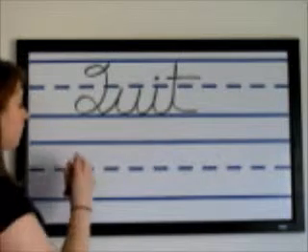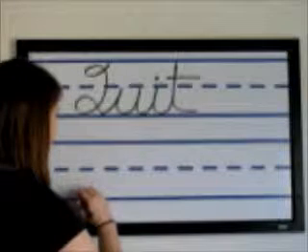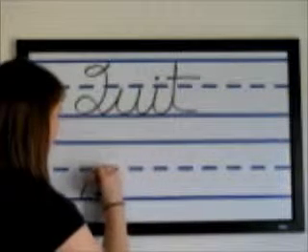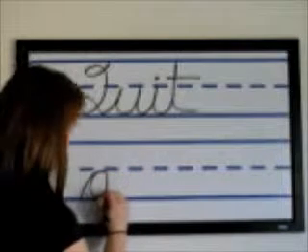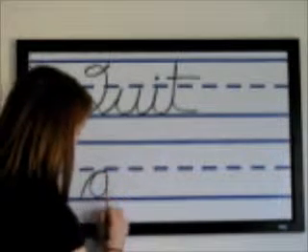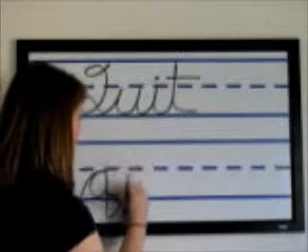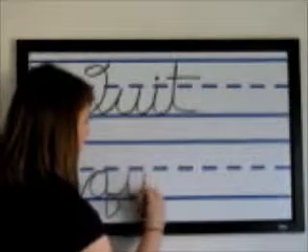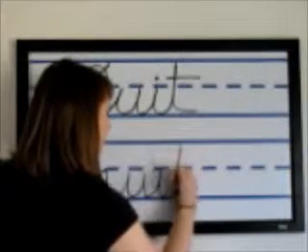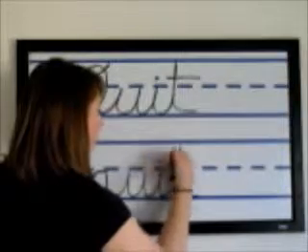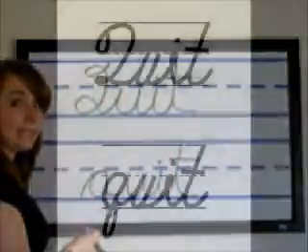Okay, let's do it with a lowercase letter Q now. Our lowercase letter Q, you know you're going to start at the bottom, rock and roll around, down to the bottom line, up, back, into our U at the middle line, our I, our T, dot our I, cross our T. There you go. You have the word quit.